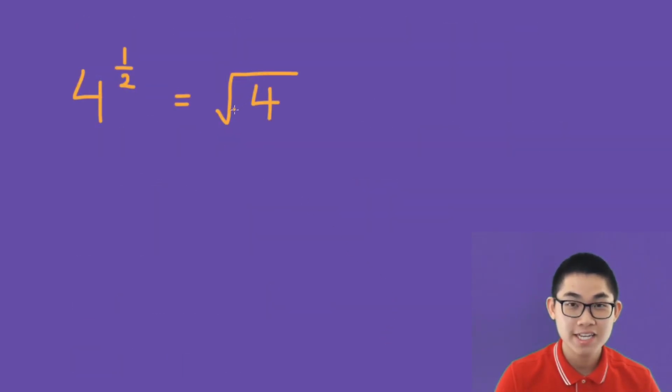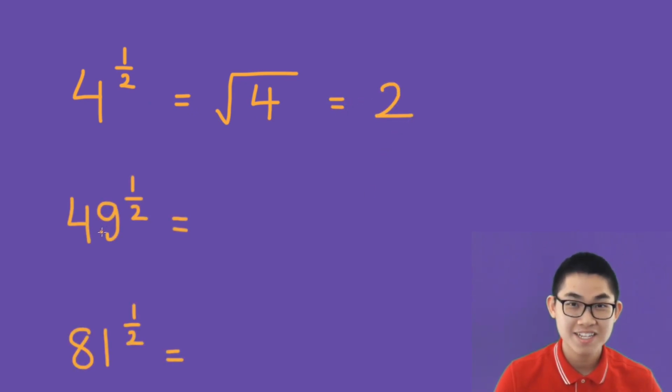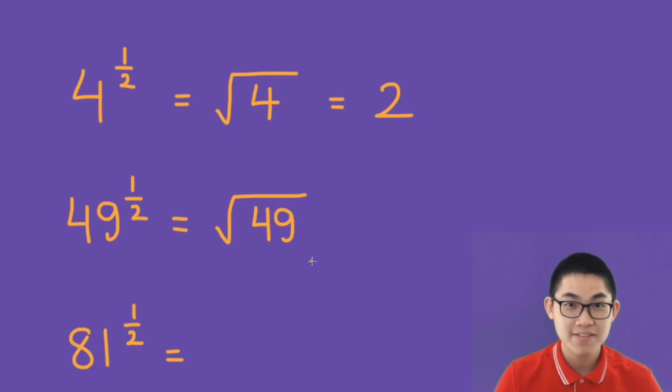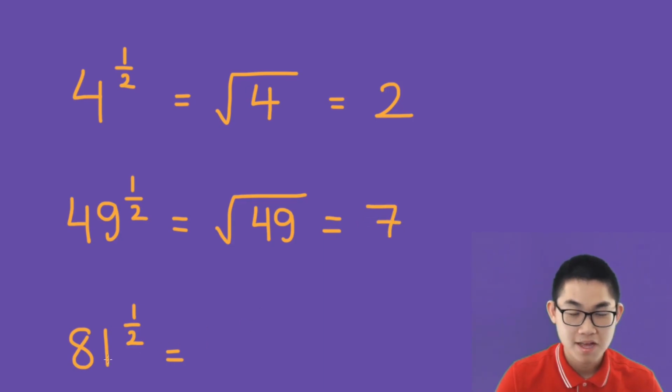Now, instead of writing the square root of 4, you can also write it as 4 to the power of 1 over 2. It means the same thing. So 4 to the power of 1 over 2 is equal to the square root of 4, and that's going to be equal to 2. 49 to the power of 1 over 2 is the same as the square root of 49. And what is the square root of 49? 7 times 7 gives you 49. So the square root of 49 is 7. How about the square root of 81? The square root of 81 is going to be 9.